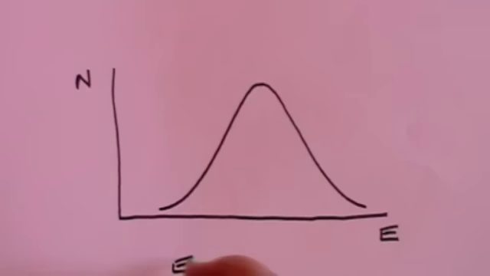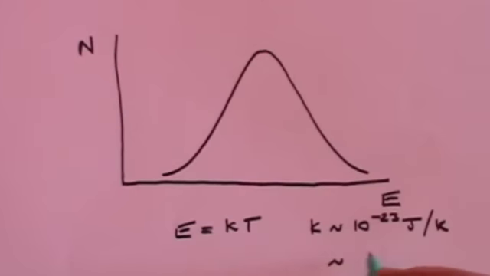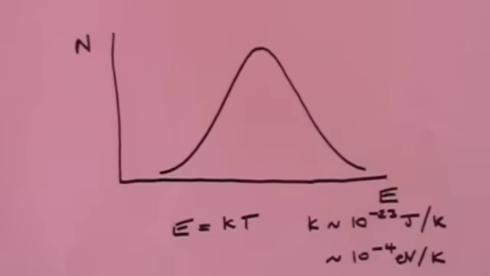And in fact, it's related in that the energy is equal to kT, where k is Boltzmann's constant and T is the temperature. And Boltzmann's constant is very roughly 10 to the minus 23 joules per degree Kelvin, or very roughly 10 to the minus 4 electron volts per degree Kelvin.